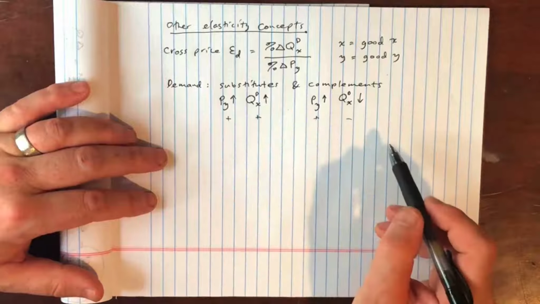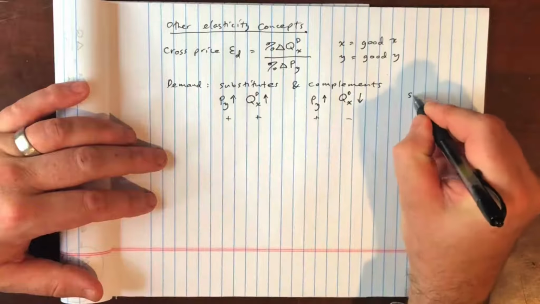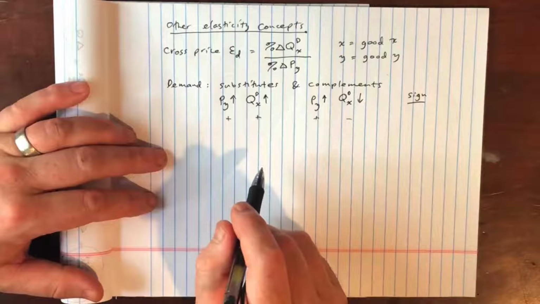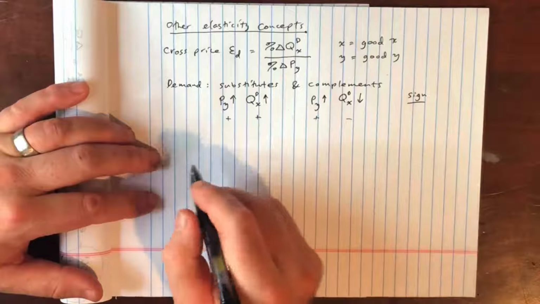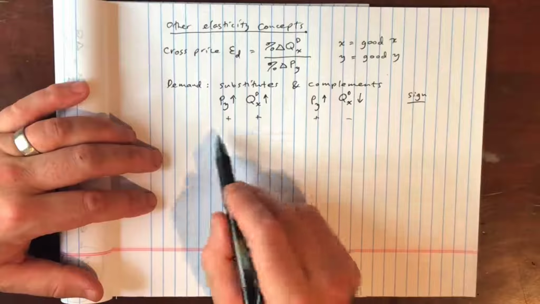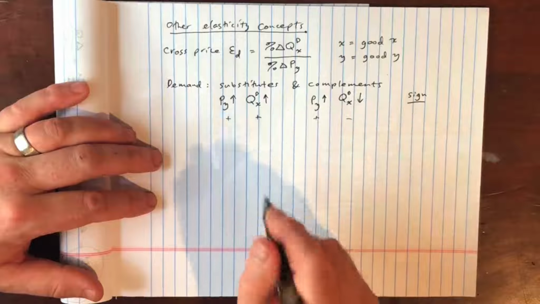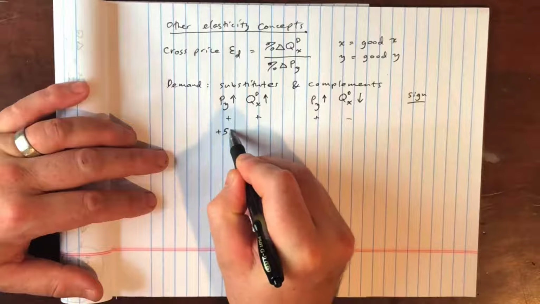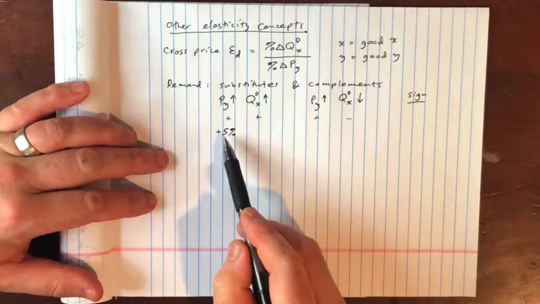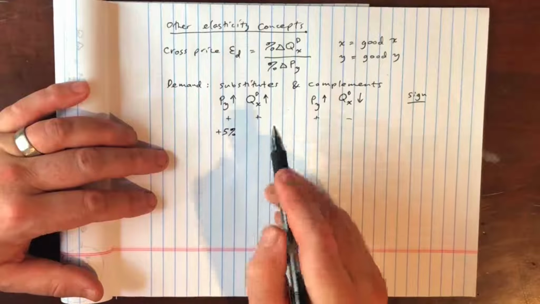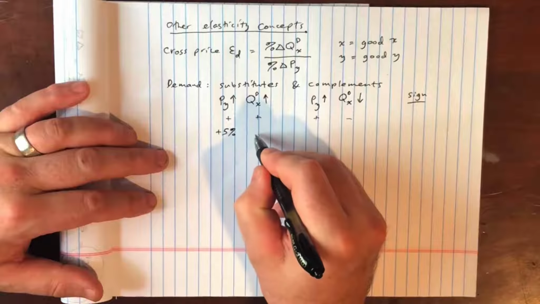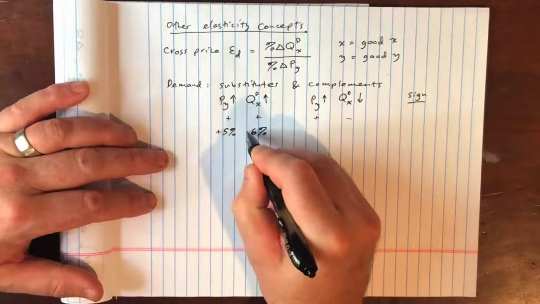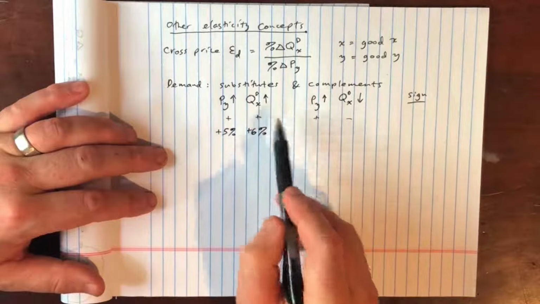So the long and short of this is the sign of the cross price elasticity of demand is important here. Let me show you why. So let's take this first case in which there's substitutes. Let's say we have a 5% increase in the price of good Y, and let's say a 6% increase in the quantity demanded of X.